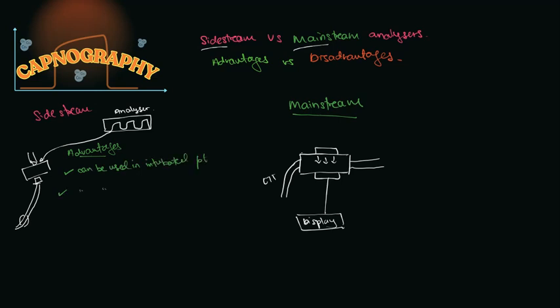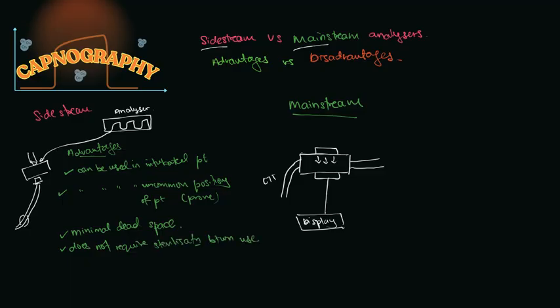So sidestream analysis can be used in intubated patients. Also, another advantage is that it can be used in non-intubated patients. It also can be used in uncommon positioning of the patient. So let's say the patient is in prone, beach chair, or lateral. There is no problem in analyzing because there is no bulky structure or additional weight that we add onto the ETT. There is also minimal dead space in sidestream analysis.